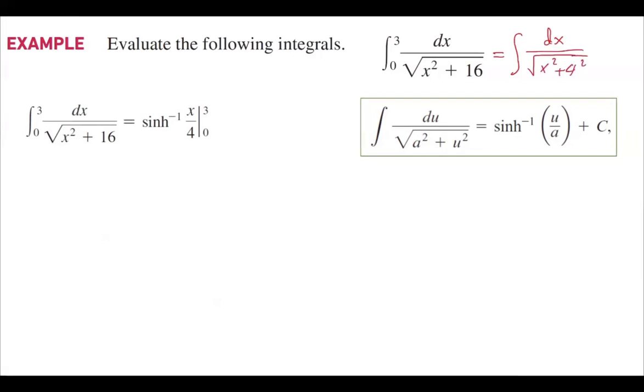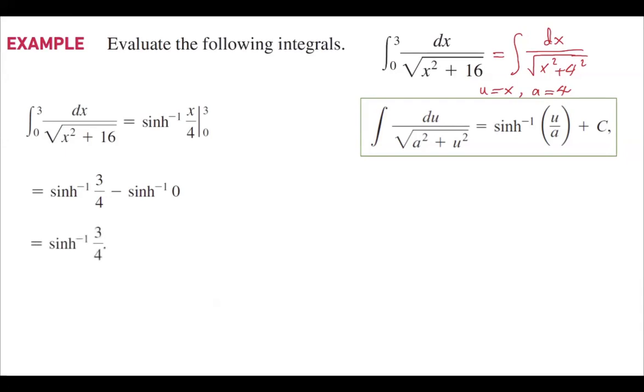You can switch this around as well. You can write it as 4 squared plus x squared. It doesn't change the fact that it is indeed inverse hyperbolic sine of u divided by a. In this case, your u is equal to x and your a is equal to 4. So this integral is inverse hyperbolic sine of x divided by 4. Now plug in 3, then plug in 0 to be able to simplify this integral. So you have inverse hyperbolic sine of 3/4 minus inverse hyperbolic sine of 0.